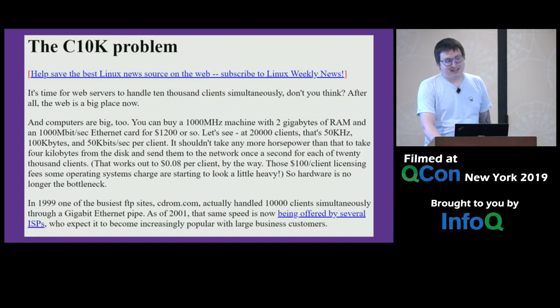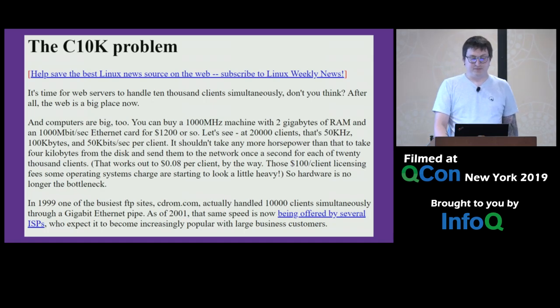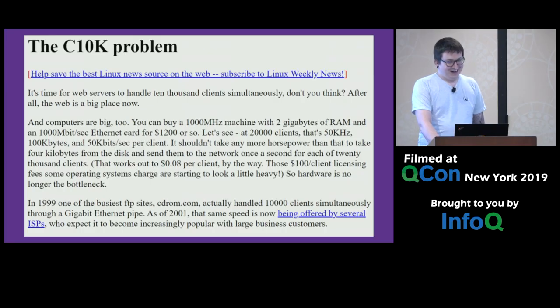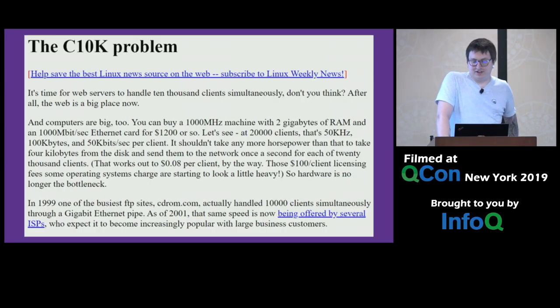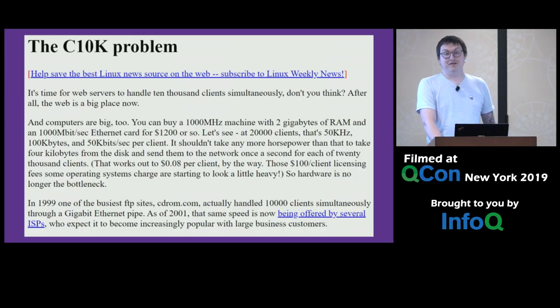There's this old thing called the C10K problem, and I took this screenshot. This was the website that first introduced me to this problem. It's a little old, if you can't tell. It's time for web servers to handle 10,000 clients simultaneously, don't you think? After all, the web is a big place now. Computers are big too. You can buy a gigahertz machine with 2 gigabytes of RAM and a gigabit Ethernet card for $1,200. Which, now you keep going into this thing, right?